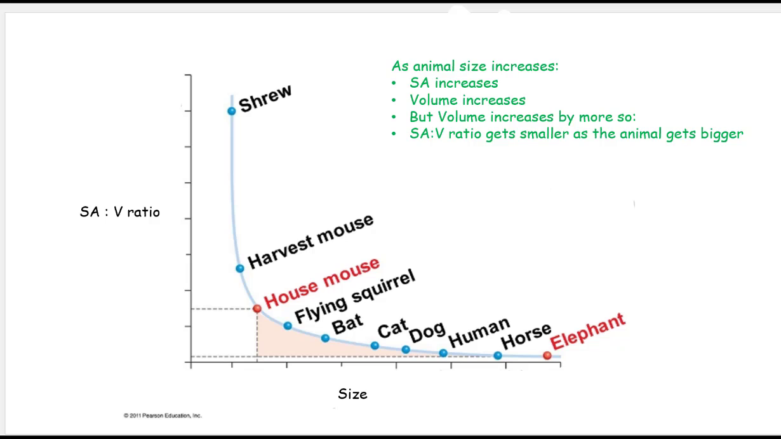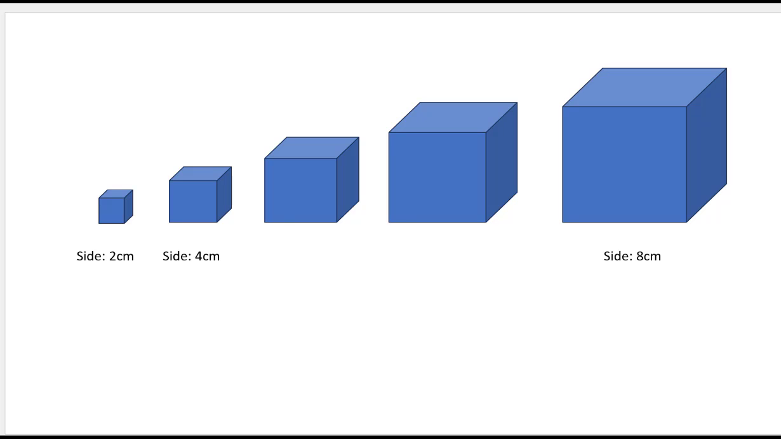So as your animal size increases, the surface area increases, volume increases, but the volume increases by more, so our surface area to volume ratio gets smaller as the animal gets bigger. So we go from a shrew here to an elephant. Now, in terms of this, remember, these were our cubes. So if we imagine that these are bacteria, we have very small ones here. These very small ones can rely on diffusion because they have quite a large surface area to volume ratio.